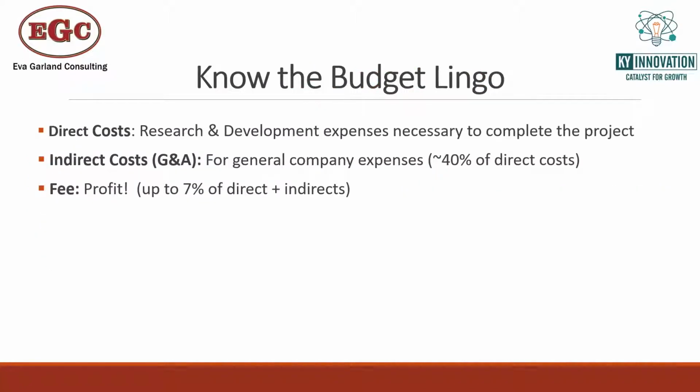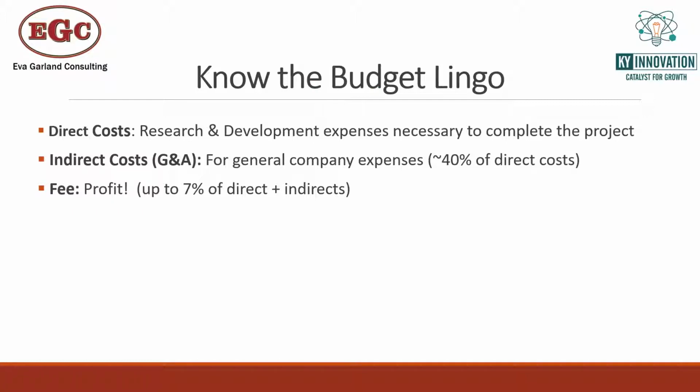Okay. So when you create a budget, there's going to be three main categories. The first are direct costs. Direct costs are essentially a line item of the expenses that are going to be required in order to complete the work that you've proposed.